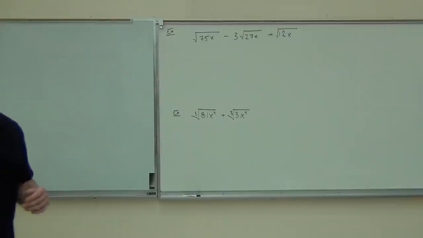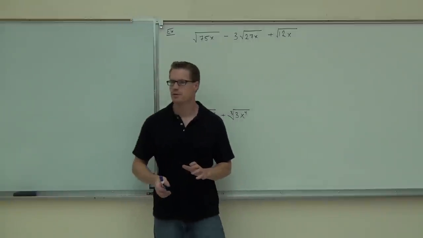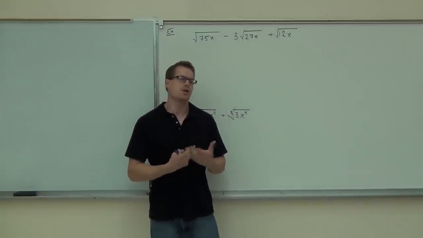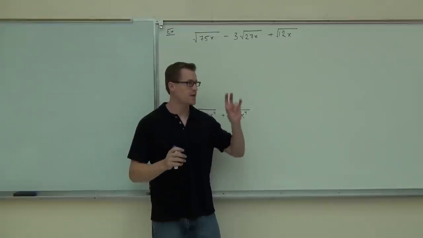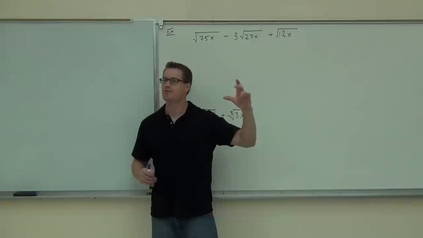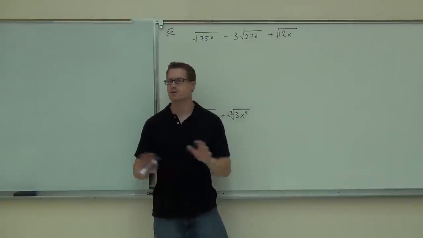Okay, so let's look at our first example up here. Now, what type of roots are we dealing with? Square. Is this common root satisfied for this problem? Yes, they all have square roots. That's great. So at least we have square roots everywhere. That means potentially we could combine these radicals. If we didn't have square roots, if we had a square root, a cube root, and a fourth root, we couldn't do anything with this.